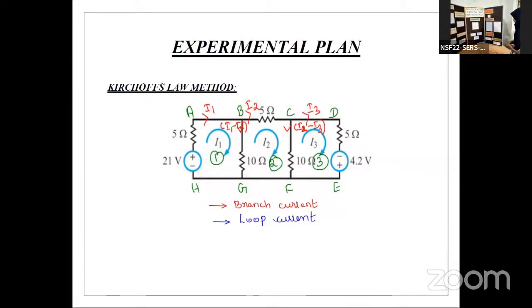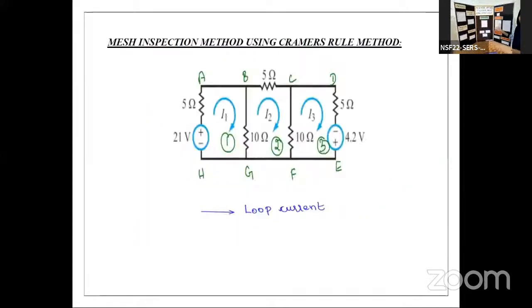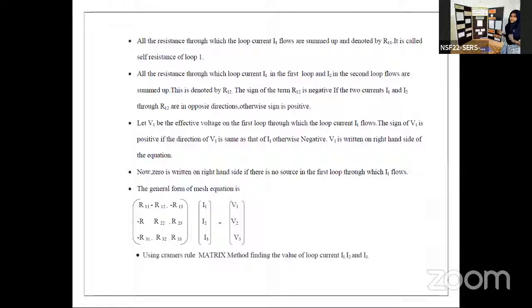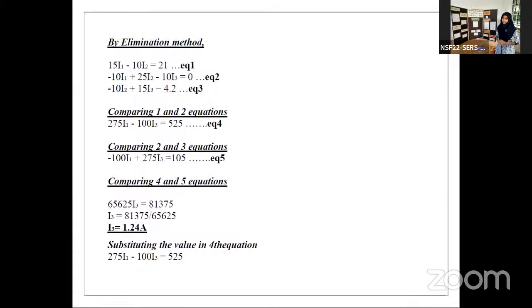And from the mesh inspection method, we don't have to do any of this, and we just have to compare the resistance of these loops and then form a matrix. And from that, we get the values of I1, I2, and I3, that is the loop currents. So my result is that even when we use both methods, we get the same value, and that it is very easy when we use the mesh inspection method using Cramer's rule. My conclusion is that my hypothesis was 100% correct, and that using the mesh inspection method using Cramer's rule would be much easier. Thank you.